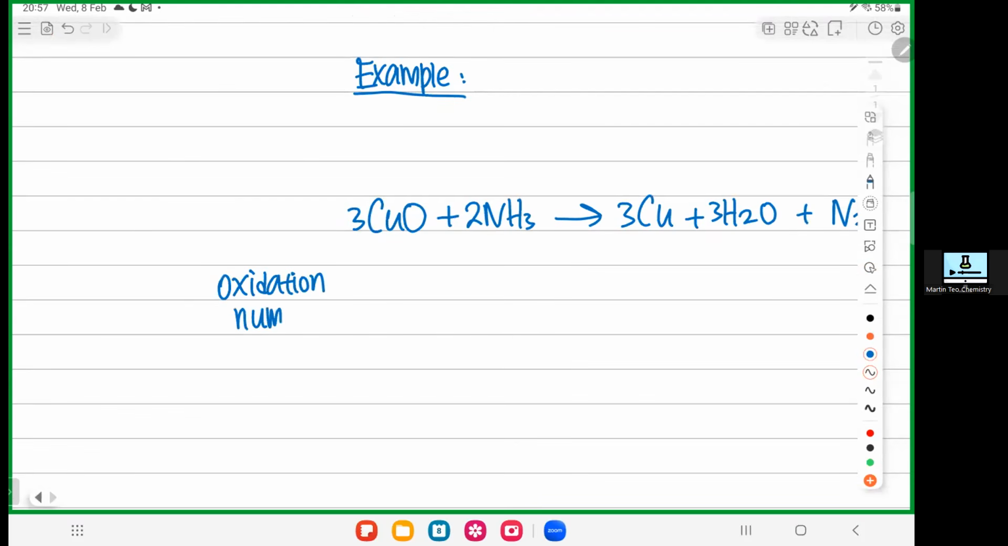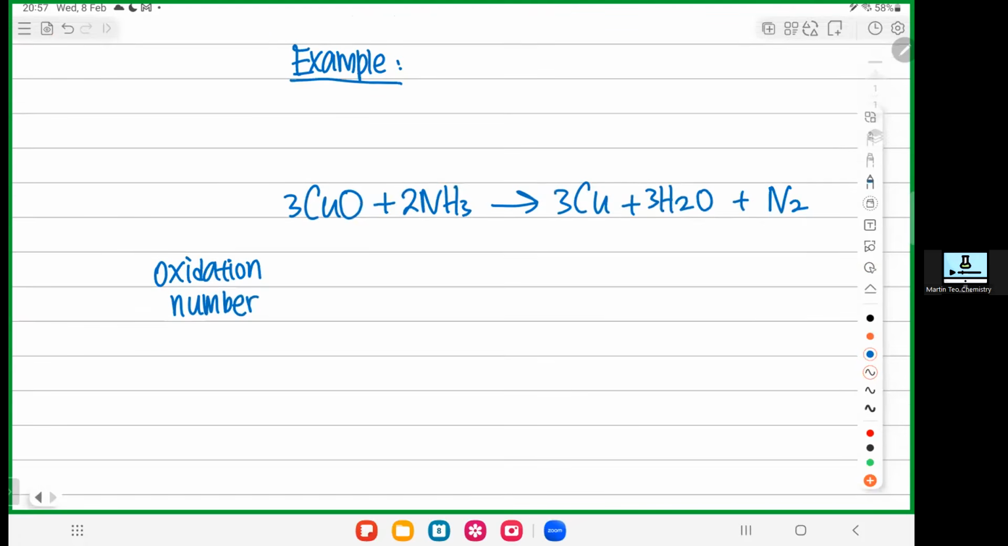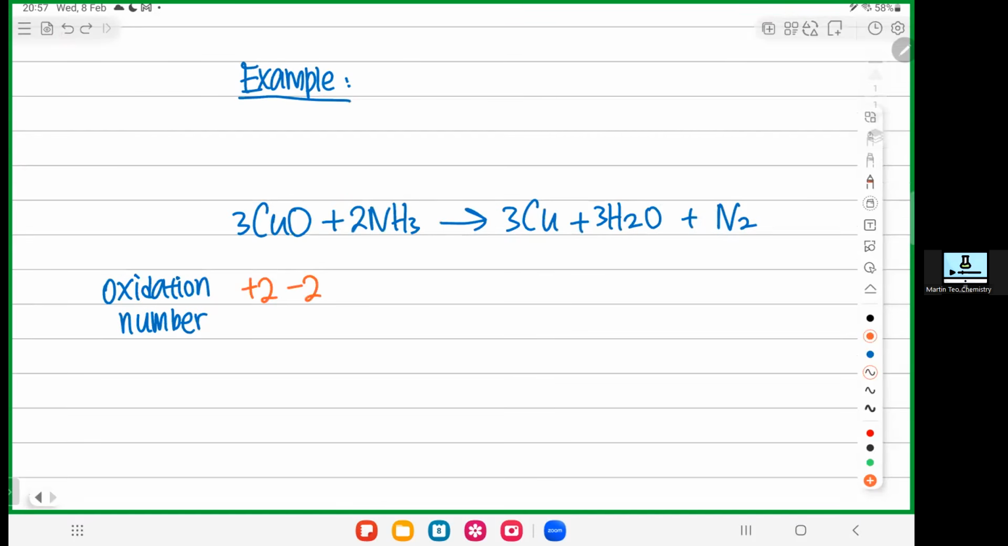So do we know the oxidation number for copper? Yes, copper is Cu2+, so the oxidation number is supposed to be +2. Do we know the oxidation number for oxygen? Yes, oxygen is always -2. Now come to ammonia. Remember the number 2 in front, don't bother. This is only for balancing.